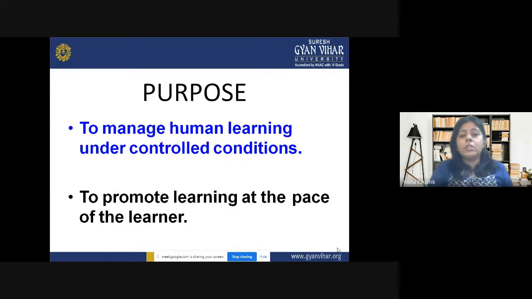Now the purpose: to manage human learning under controlled conditions, meaning it's a technique through which we can control human learning. To promote learning at the pace of the learner, meaning we are promoting the learning at the pace of the learner, how much he wants to learn, at what time he wants to learn.